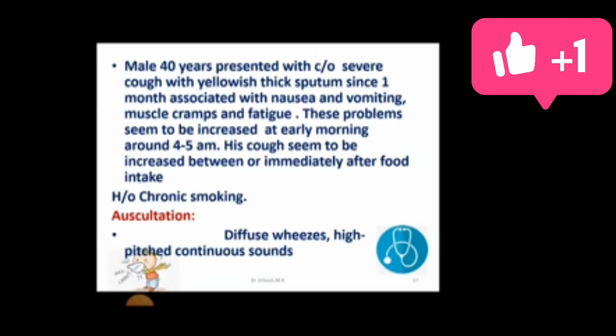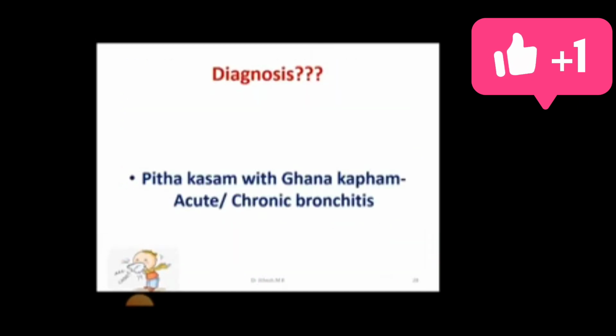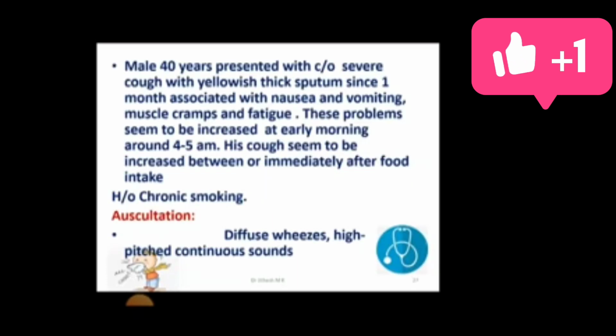Male, 40 years, severe cough with yellowish thick sputum since 1 month, associated with nausea and vomiting, muscle cramps and fatigue. Paithika Kasa with Ghanakapha. We can correlate this with acute bronchitis or chronic bronchitis. See the symptoms. The only difference is the nature of sputum: one is thread-like and light, and in this case it is yellowish. And the increasing time and the precipitating factors are more or less kapha predominant.